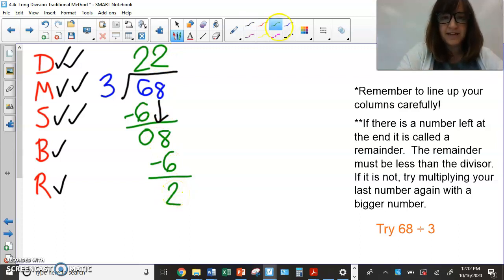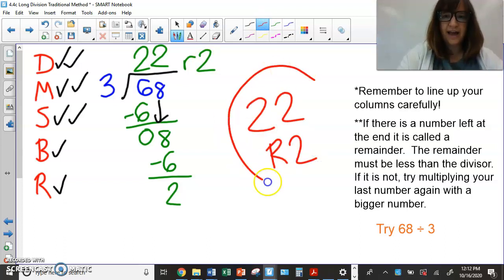So I'm going to put the letter R. You might see a lowercase r, you might see a capital R, but the letter R stands for remainder, so it would be remainder 2. So my answer would be 22 remainder 2. So that means that 3 goes into 68 22 times with 2 left over.